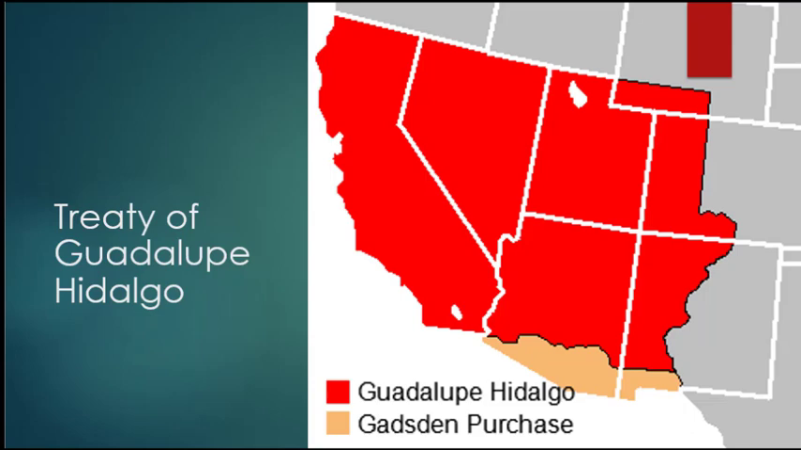After the Mexican-American War, American settlers continued to move westward, and they continued to want more land. Eventually, by 1853 and 1854, the United States is going to purchase a strip of land from Mexico called the Gadsden Purchase. This strip of land in the peach color here is called the Gadsden Purchase.